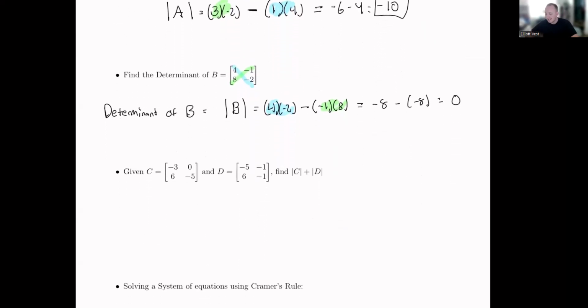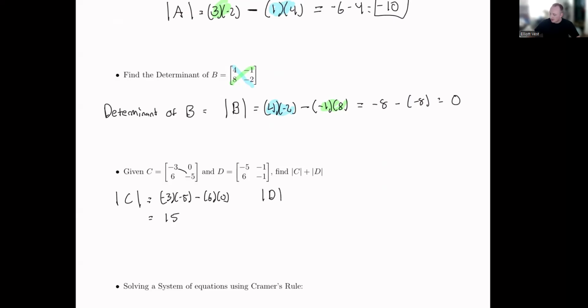Okay, given C and D, find the determinant of C plus the determinant of D. So let's find the determinant of C first. I won't do any highlighting anymore. I have negative 3 times 5, which is times negative 5, minus 6 times 0. What is that? That is 15 minus 0, so 15.